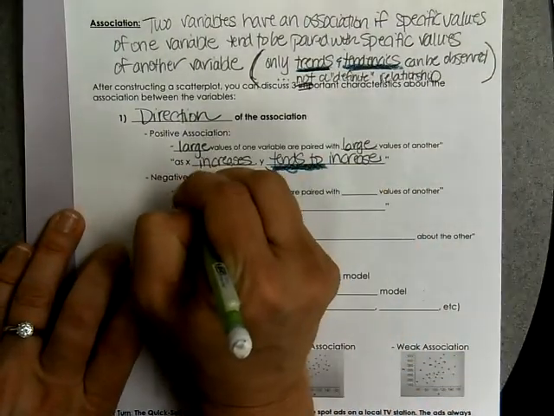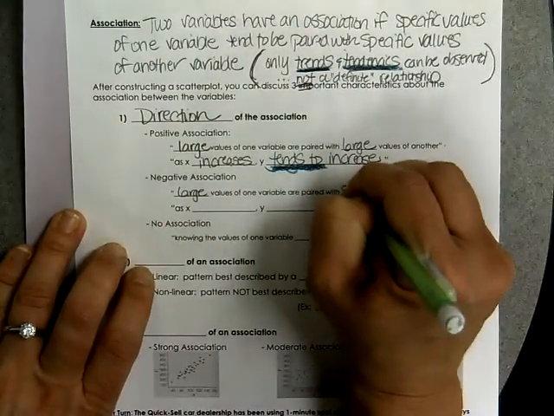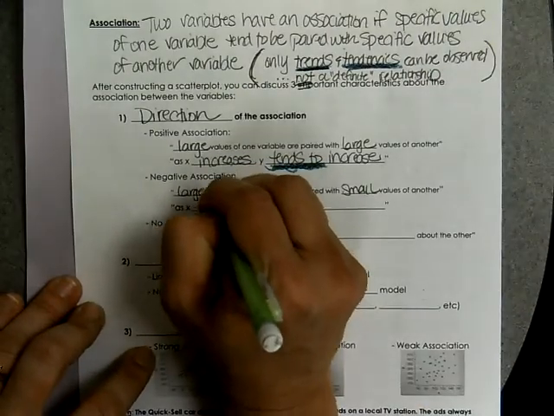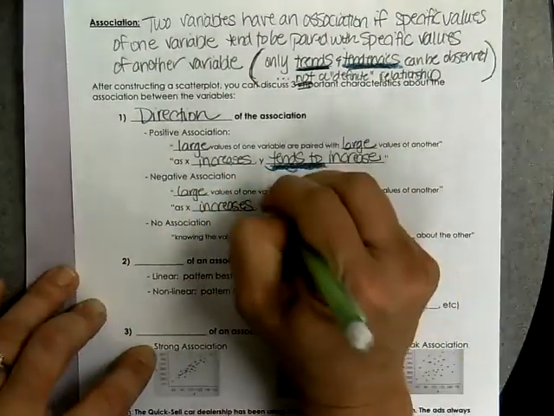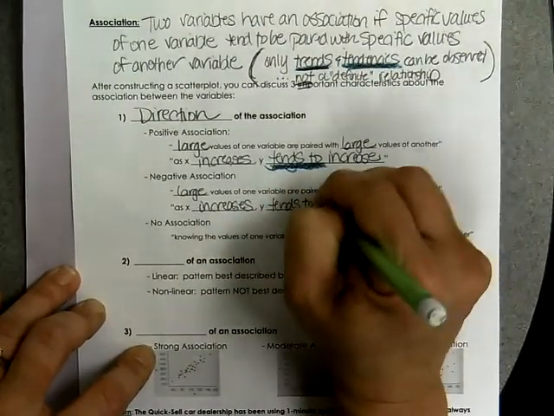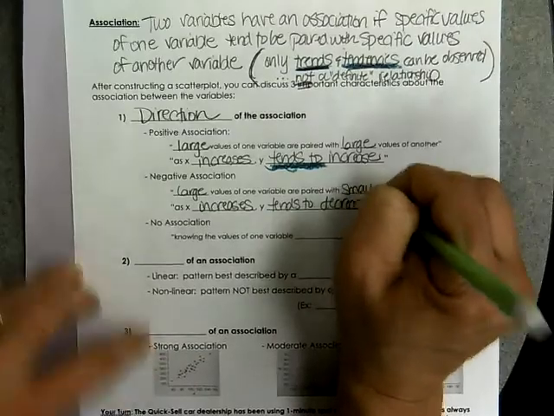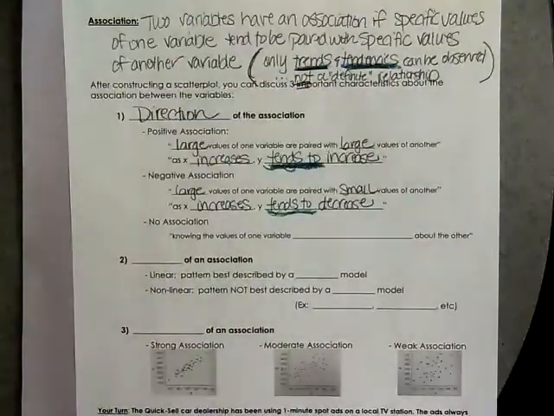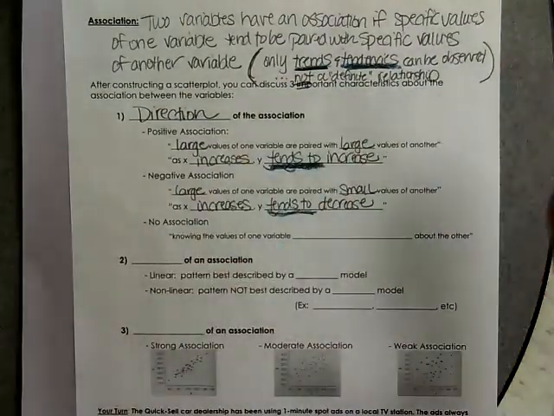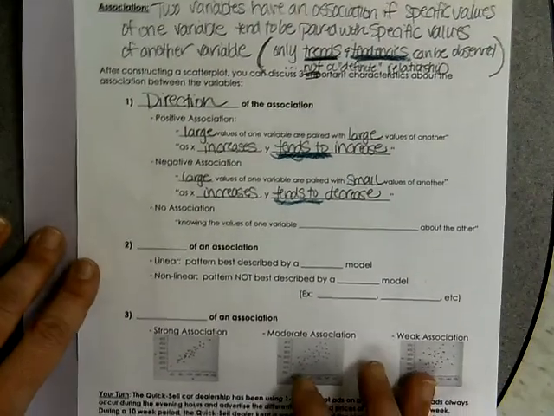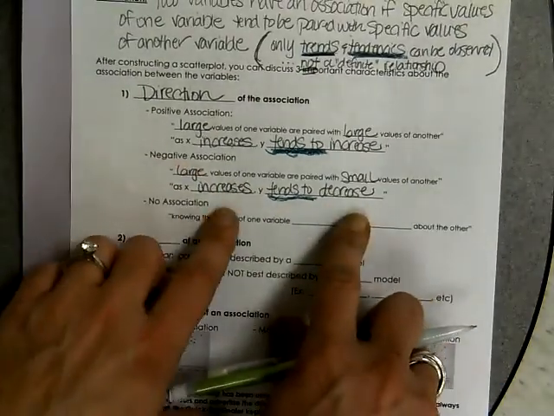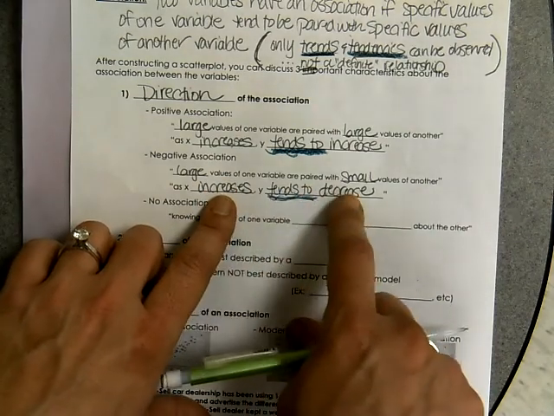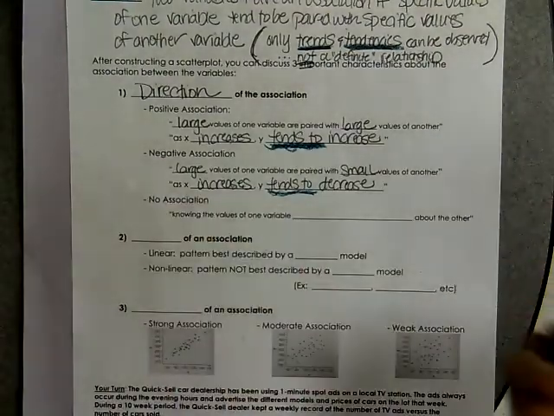Now, in a negative association, large values of one variable are paired with small values of another. What that means is that as x increases, y actually tends to decrease instead. Again, that "tends to" is important. It doesn't mean that as x increases, y is definitely going to decrease. If you look at the majority of the data, that's what we would expect to happen. So notice a negative association is not decrease, decrease. As x increases, y tends to decrease. That's what gives it that negative slope look.